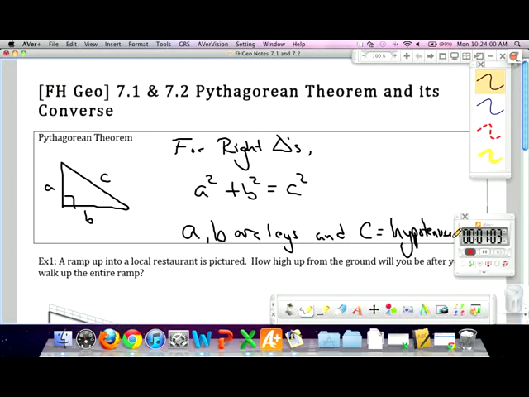Pretty famous theorem in mathematics, named after a guy, Pythagoras. He was the leader of a cult. You'll get to learn more about that after the quiz. That'll be part of your little history story. Kind of cool. Yeah, they actually killed people over this stuff. It's pretty neat.